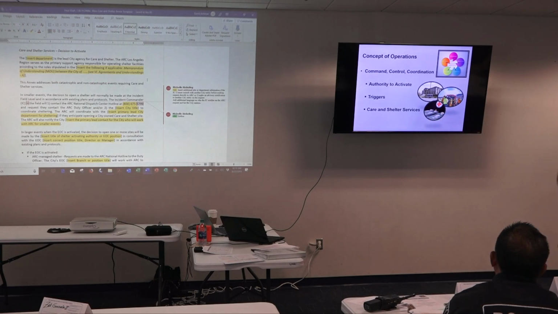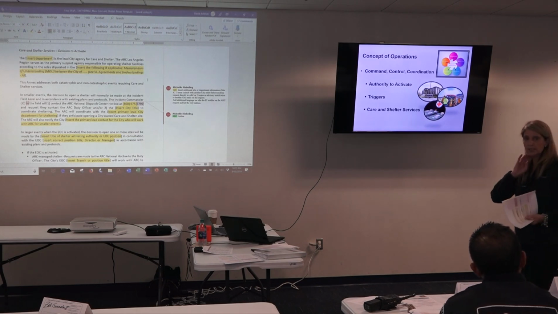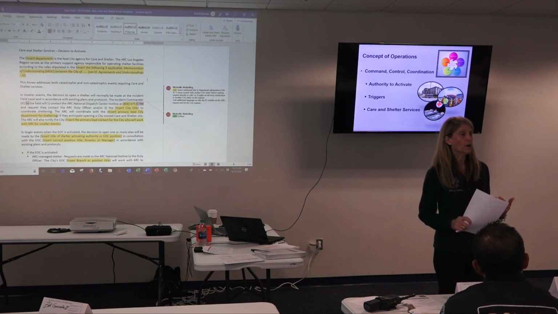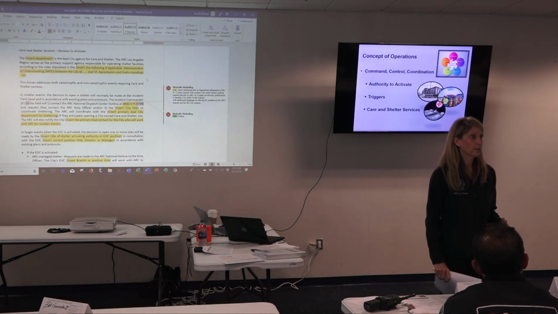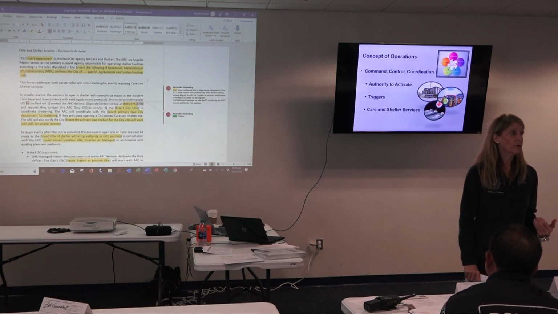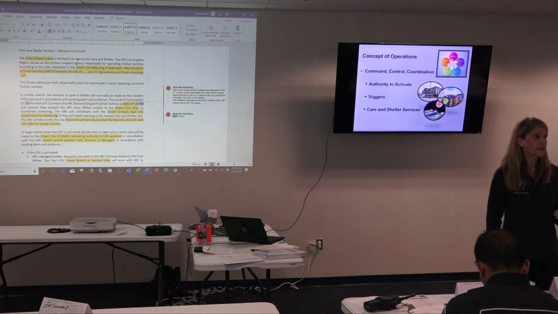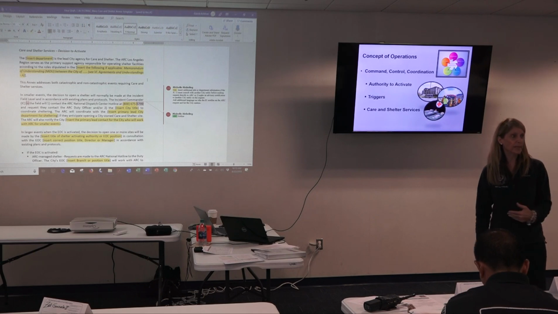Now, there are two types of shelters. Even if you've activated your EOC, most of the time, because American Red Cross is our key partner for sheltering, American Red Cross is going to be at our shelter, and they're going to pretty much lead the operations and the processes at that shelter.